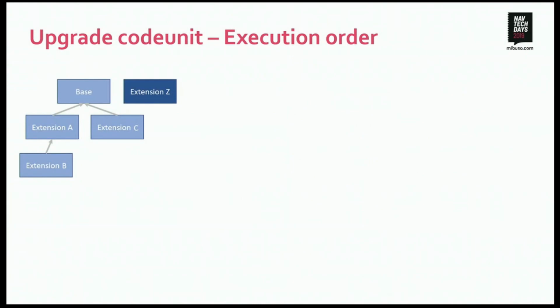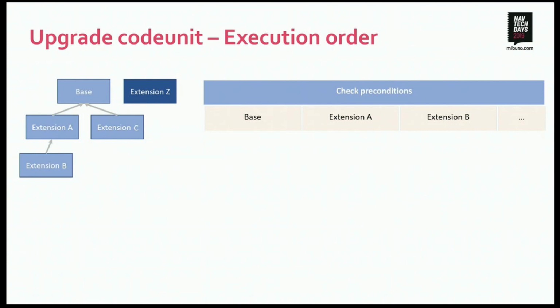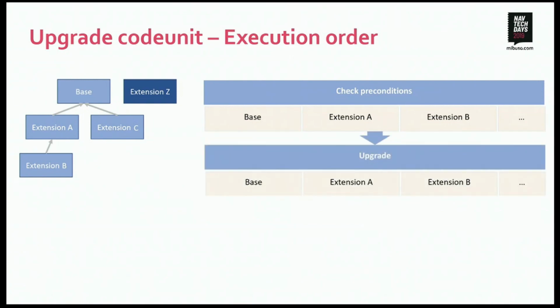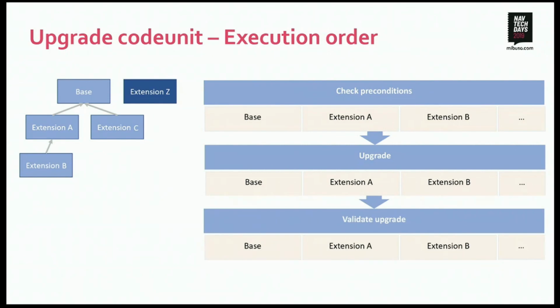And when it comes to the execution order, we are first going to fire all of the check precondition triggers. First for the base app, then extension A, extension B, and we are following the dependencies that you have described in the app.json. Then we are going to fire all of the upgrade triggers for all of the extensions that we have, and then we are going to fire all of the validate triggers. So basically that is how upgrade is being executed.